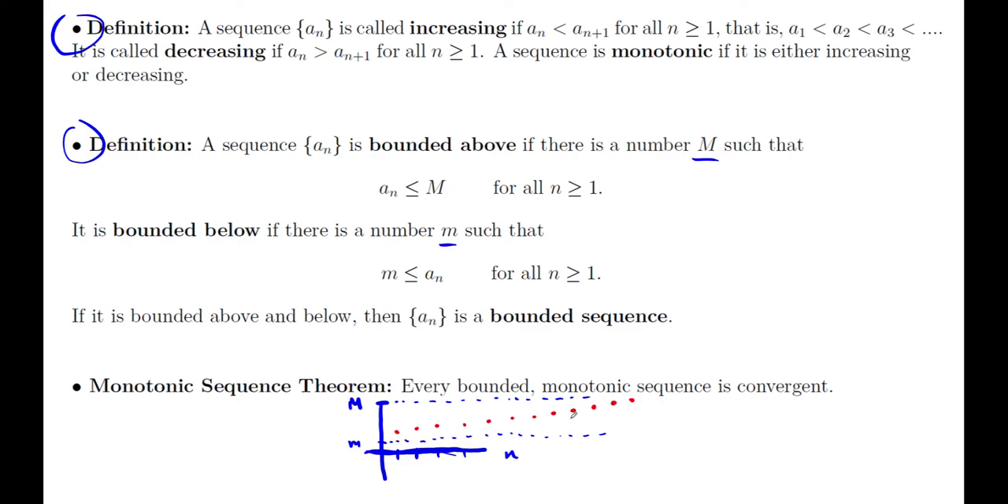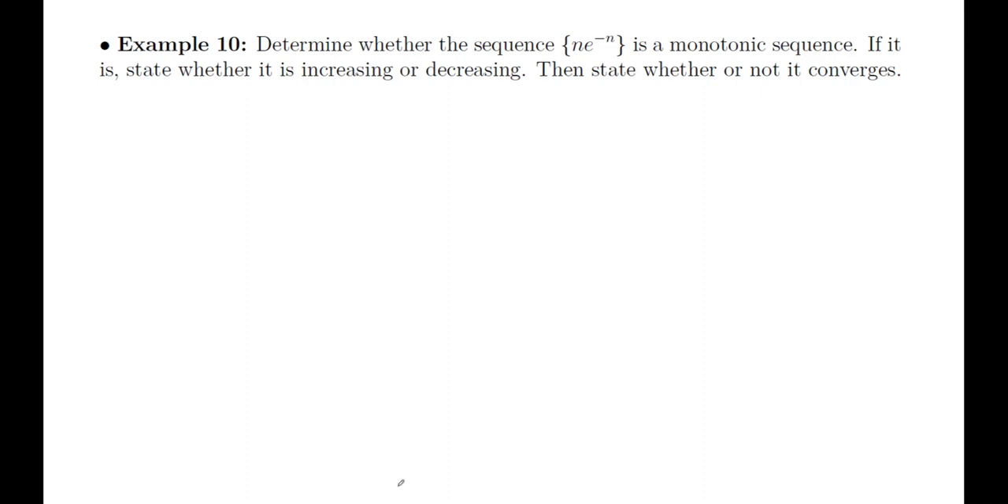So I want to show one example where we can see this happening. It says determine whether the sequence here is a monotonic sequence. If it is, state whether it is increasing or decreasing, and then state whether or not it converges.